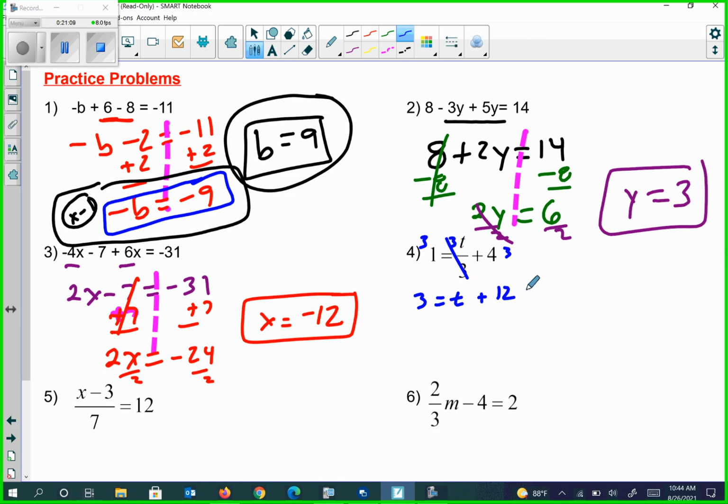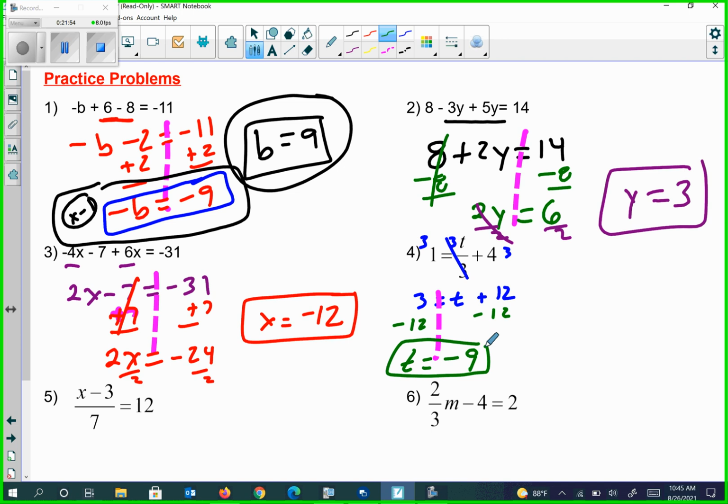Agree? How should I solve it? Subtract 12. So I find that t equals negative 9. Is that right? And notice I flip-flopped it as well. I guess I could have had negative 9 equals t and then flipped it over. Is it okay to leave it as negative 9 equals t? Absolutely. Just know who your teacher is. This teacher's fine with it. Some teachers might not be. Yeah, I have $3 in my pocket. I want to buy something that costs $12, so I owe $9 still.